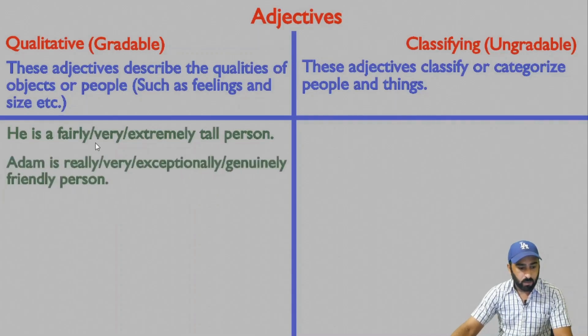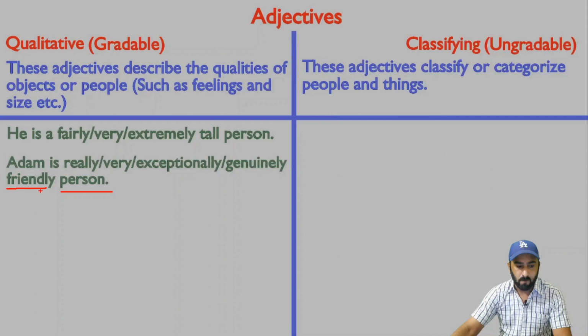Now we have: Adam is a really, very, exceptionally, genuinely friendly person. We can use any one of these submodifiers with this adjective. Look at this: friendly is the adjective and person is the noun. As I have already told you in the first video on adjectives, adjectives always describe the qualities of a person. Here we can say the person is quite friendly, amicable, quite a sociable person, he always comes forward to talk with you or someone else. That's why he's a friendly person.